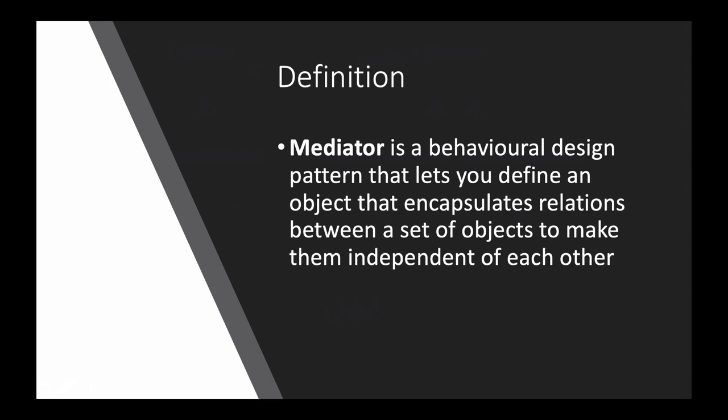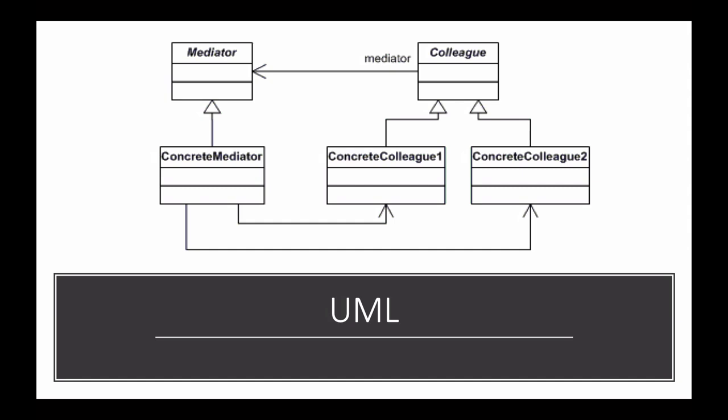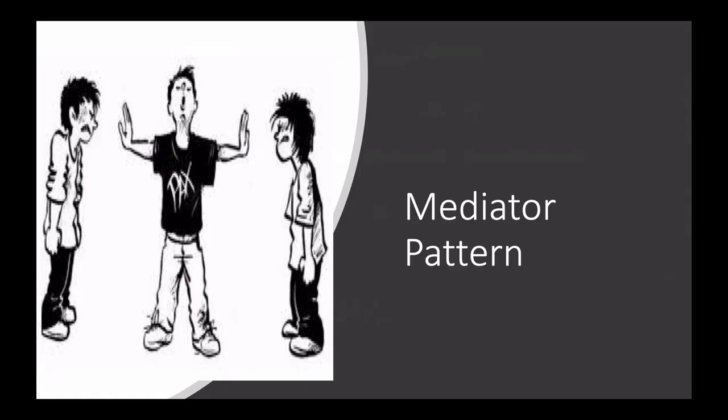Let's go one more time with the definition. The mediator pattern is a behavioral design pattern that lets you define an object that encapsulates the relation between a set of objects to make them independent of each other. And clearly you can see here that component A and component B are completely independent of each other. As long as they stick to the contract, no matter how component A and component B change, the system remains unaffected. So that's it with the mediator design pattern.